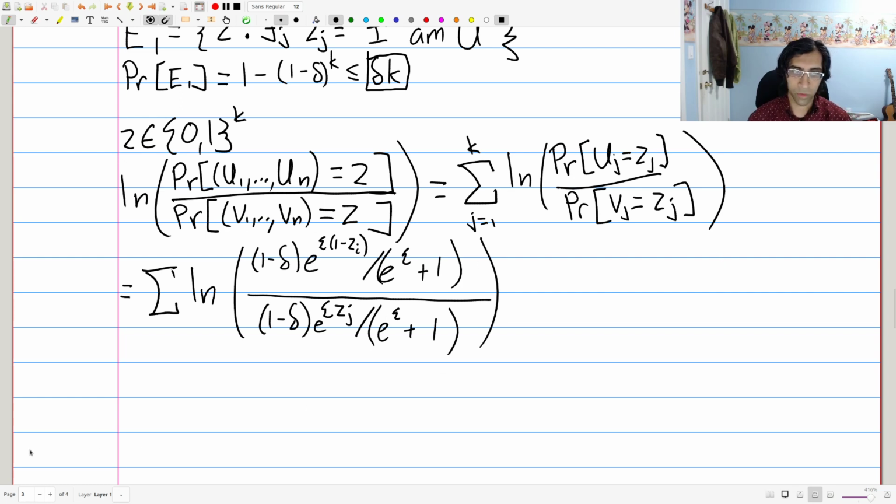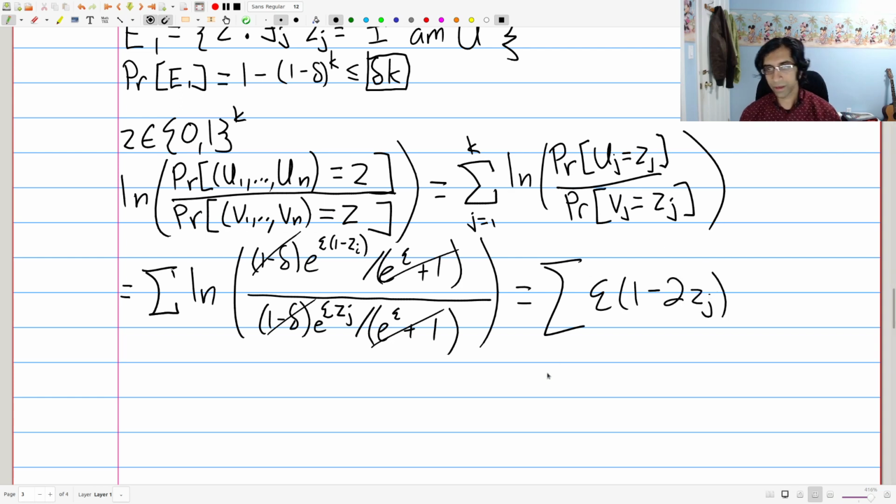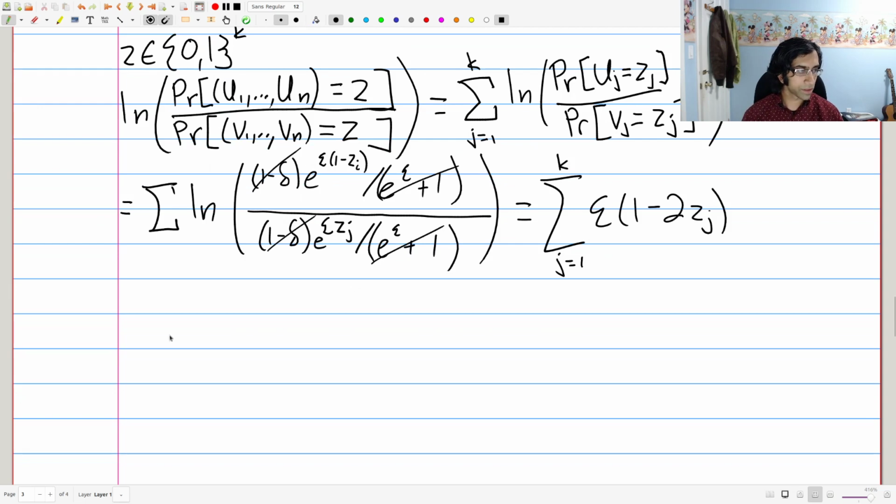If we take this ratio and cancel the like terms, this will cancel with this, and so on. You combine these and take the log to get things in the exponent down, and so on. I claim that you can work this out and simplify, and it'll give you something nice and simple like this, where the summation is from j equals 1 to k. Okay, so this is the privacy loss random variable for any realization z in the set. This is how it's distributed.